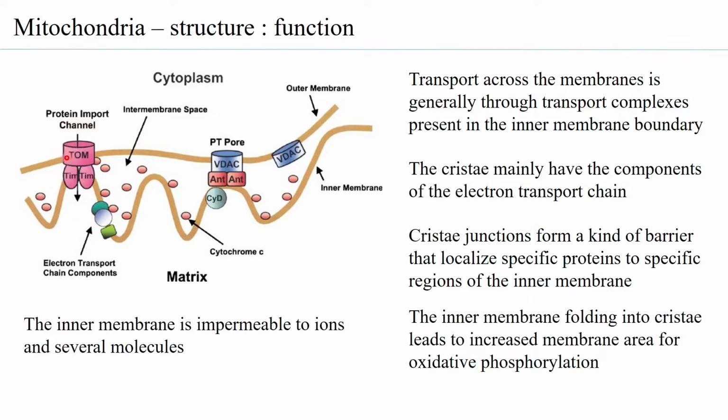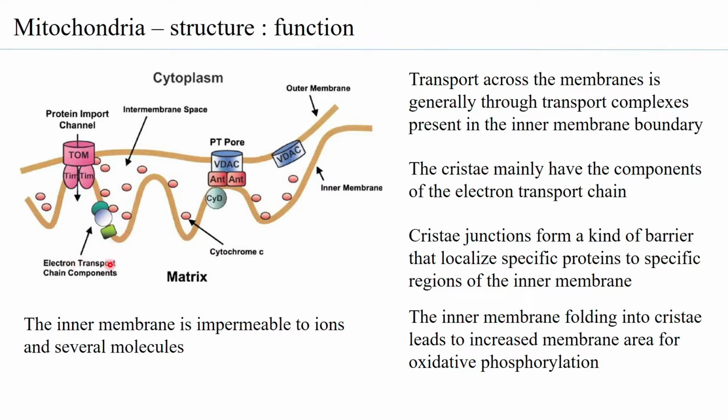That means this is where this function is going to happen because of the alignment of these complexes. Similarly, you have voltage defined anion channels, which are associated again with anion transporters in the inner boundary membrane. So again what you find is that it is at this position that the inner membrane is associated with the outer membrane.